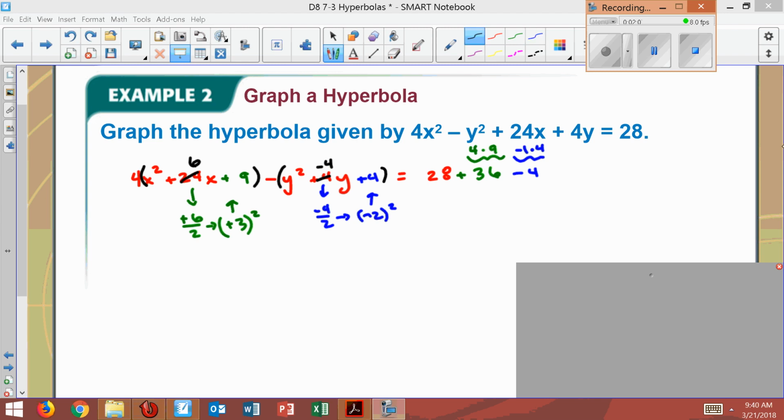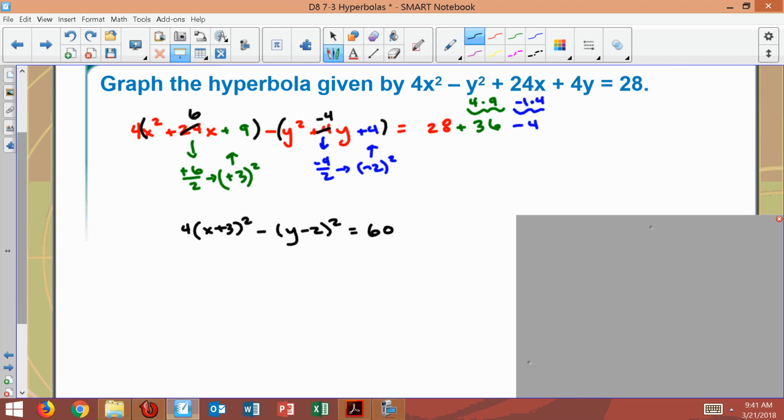Now we simplify. We don't need the X method necessarily because this will be the perfect square. X squared plus 6x plus 9 is the perfect square, x plus 3, quantity squared. There's a 4 out front, so that 4 remains. And then I subtract. Here I have the perfect square, y minus 2 quantity squared. And on the right side, we have 28 plus 36, which is 64, minus 4, which I get is 60.